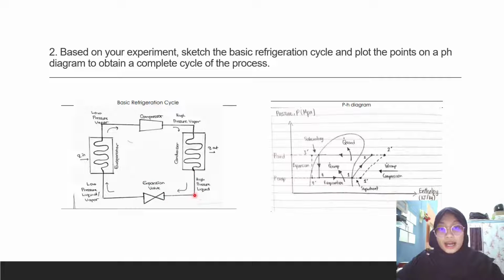Here we can see the high pressure liquid. From the expansion valve, the low pressure liquid vapor will go again to the evaporator. Okay, this is the cycle process. And here we can see the pH diagram, the pressure and the enthalpy.